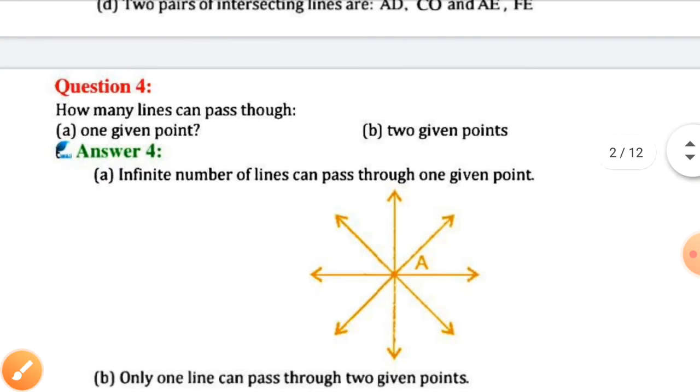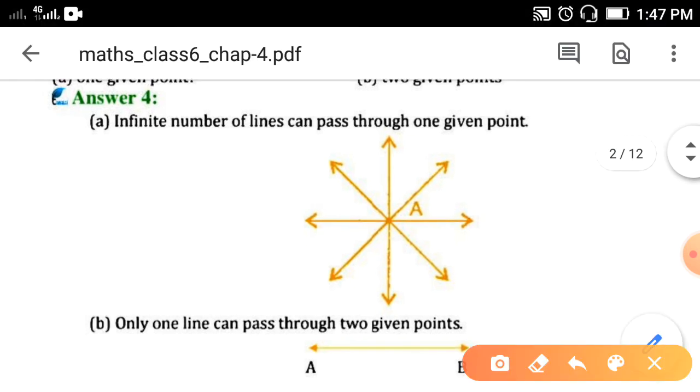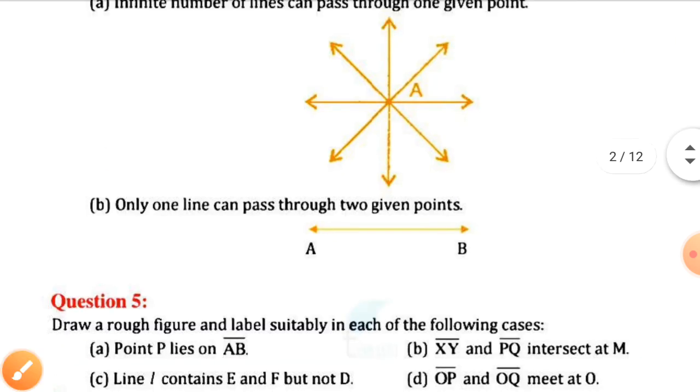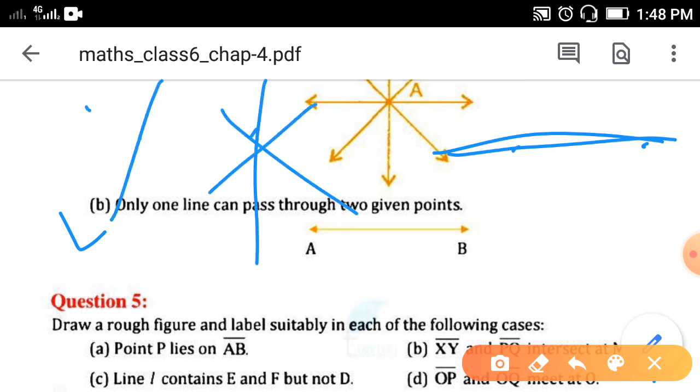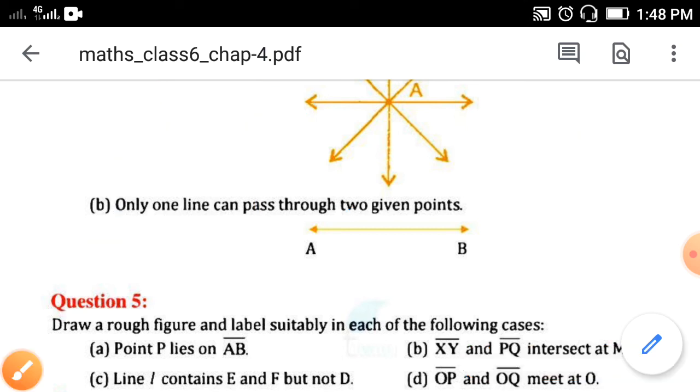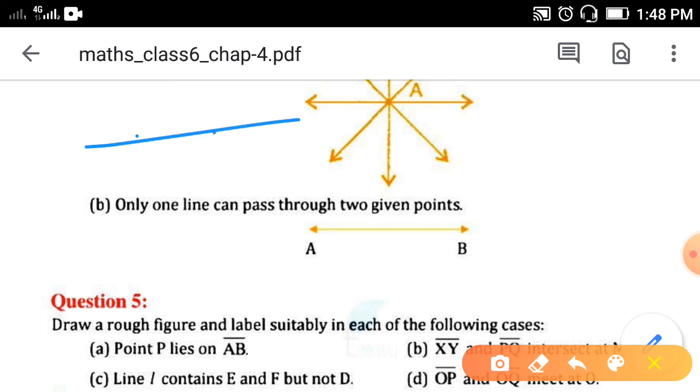How many lines can pass through one given point? Infinite number of lines can pass through one given point. And two given points: only one line can pass through two given points. That line should pass through both the points. If you draw lines in another way, that is wrong, because the line should pass through both the points. Notice it is only one.